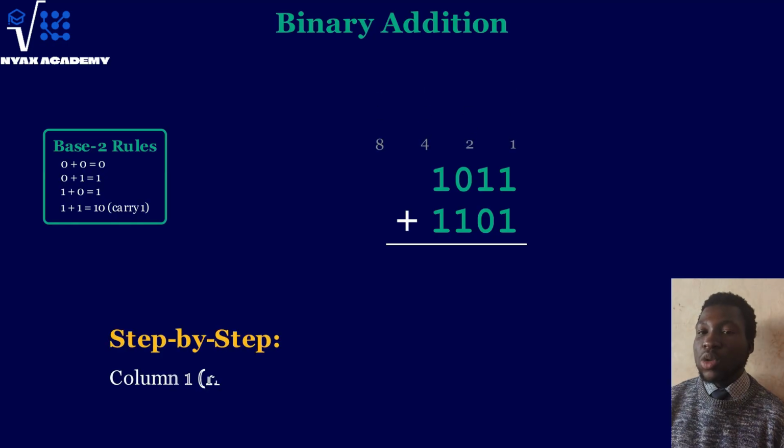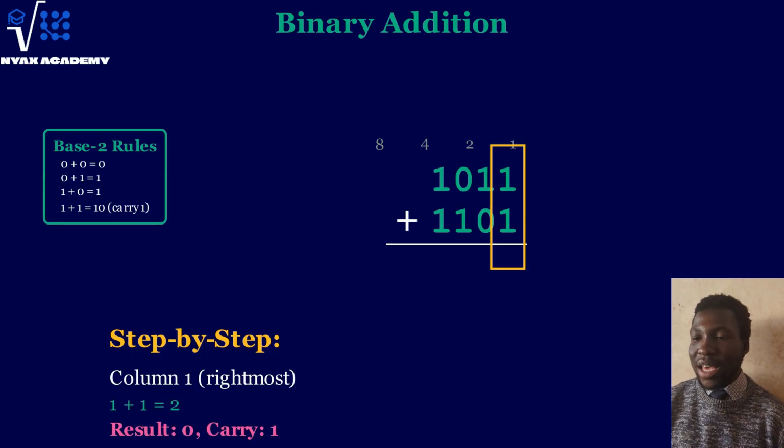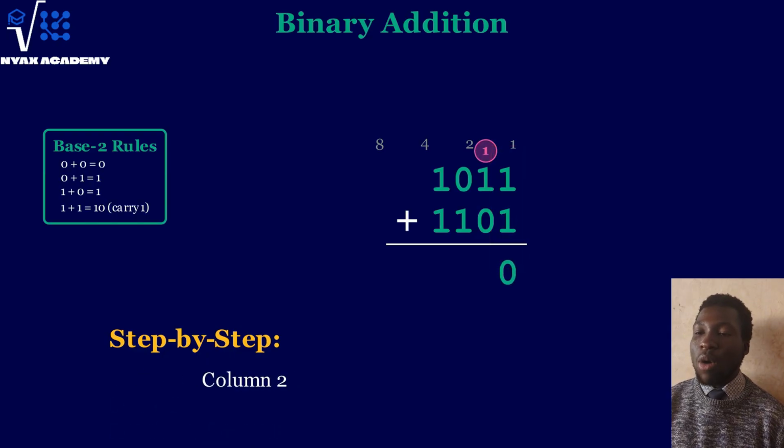Binary addition. So we start by adding the rightmost column where we have 1 plus 1. 1 plus 1, when we add, we get 2. 2 divided by 2, we get 1 remainder 0. We write our 0, then we carry our 1.